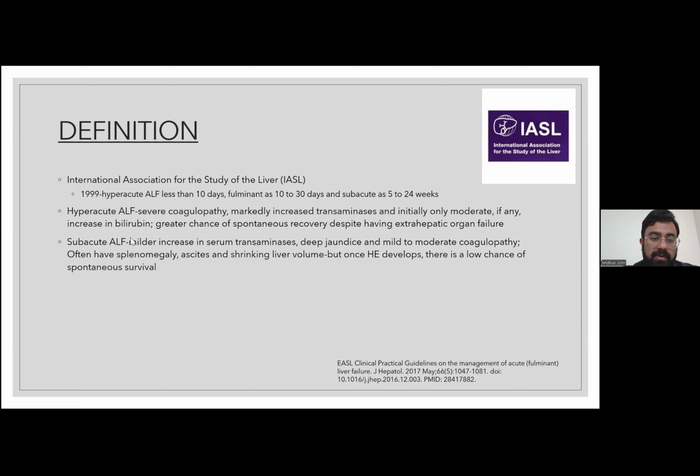Whereas compared to subacute ALF, there may have been a mild increase in serum transaminases. You've got the jaundice and coagulopathy. They may often have splenomegaly and a smaller liver volume, but these patients have a lower chance of spontaneous survival. So this was described at that stage according to the IASL.